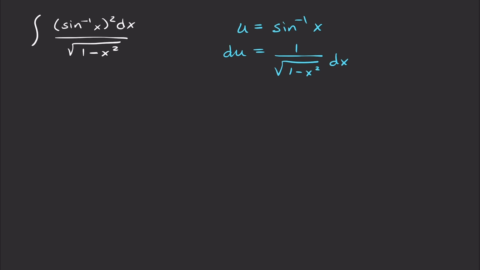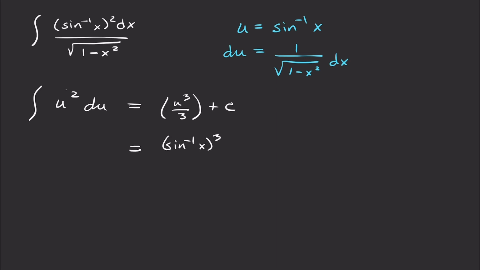Okay, and so now you can see all the terms in our integral are going to be taken care of. So our inverse sine will just become u squared, and then dx over the square root of 1 minus x squared will become du. And so when we integrate that, it will become u cubed over 3 plus c. And when we substitute, we get sine inverse of x all cubed divided by 3 plus c.